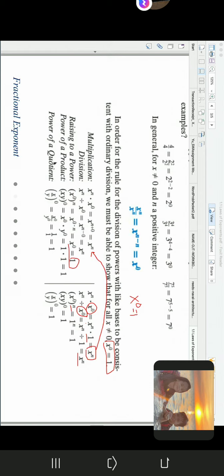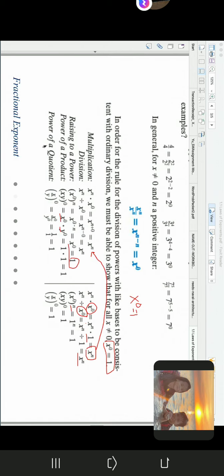Okay? Then power of a product here, x times y raised to the power of 0 is equal to x to the power of 0 times y to the power of 0, which is equal to 1 times 1, then equal to 1. So quantity xy raised to the power of 0 is equal to 1. Okay, any number, any variable raised to 0 is equal to 1.